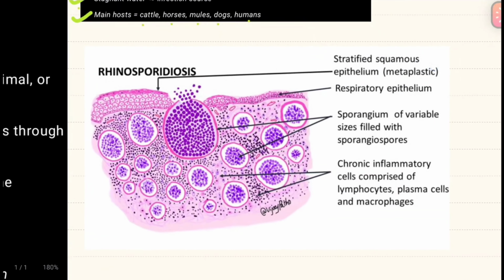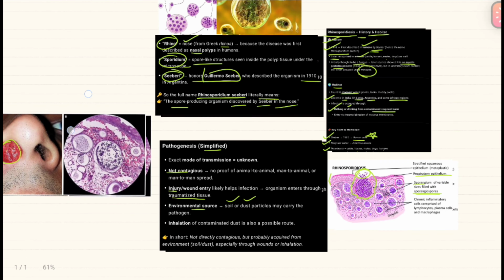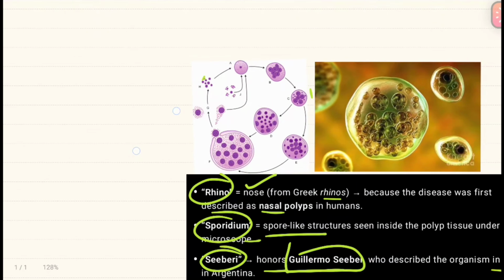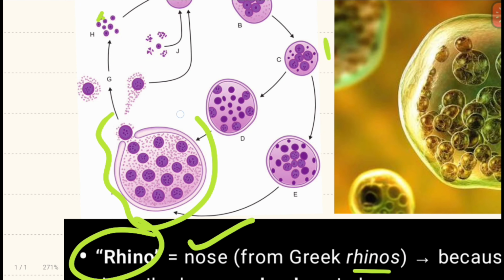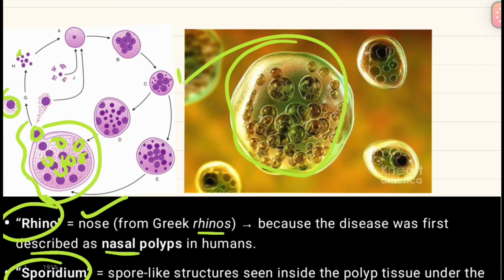Here you can observe the respiratory epithelium, and inside the tissue you can observe this structure. This is the sporangium, which is filled with different sized sporangiospores. These spores act as a source of infection. This is a whole sporangium filled with sporangiospores. Here is the nose showing a nasal polyp, and the small dots are the sporangiospores. Here also you can observe the sporangium which contains these minute spores. These are sporangiospores, and they act as a source of infection. Here also, this is the sporangium containing sporangiospores.